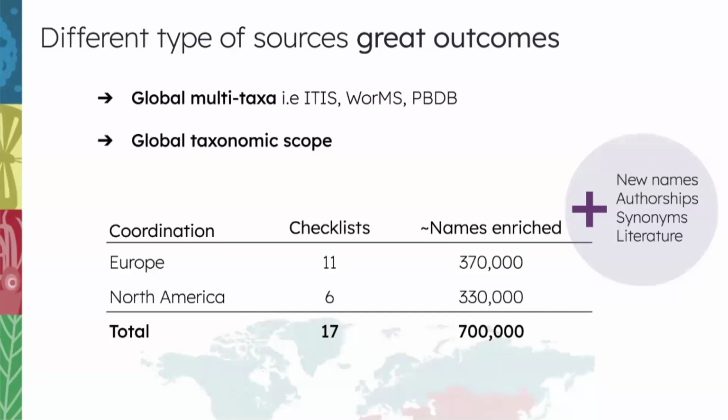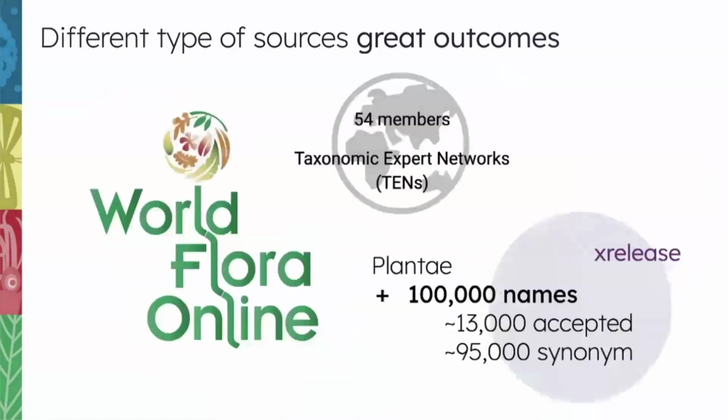Nevertheless, we know these sources are doing a great job trying to increase their scope. A very good example of this is Wolf Online, who has 54 consortium members and a strong network of experts that is all around the world. This source is providing the extended release with more than 100,000 names. Many of them are synonyms, which is one of the gaps we wanted to fill.